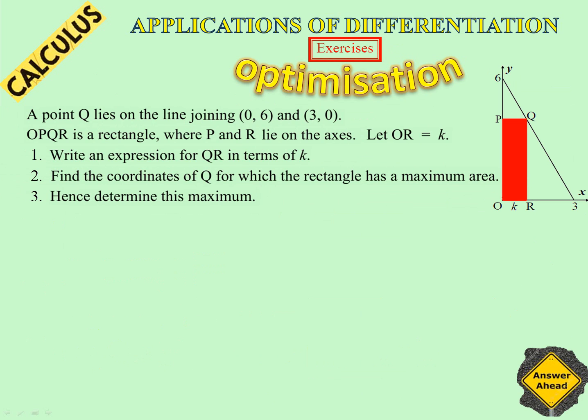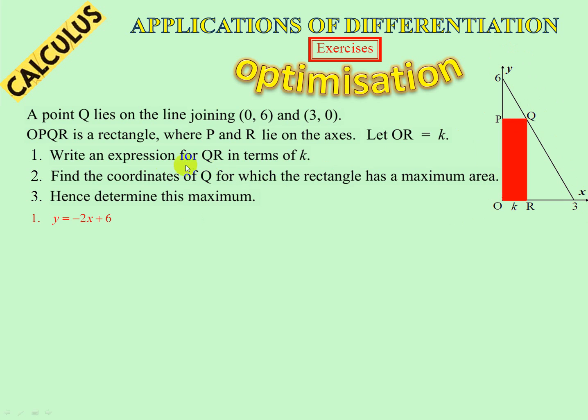Here's a question involving a graph. OPQR is a rectangle, and we need to work with the area of that rectangle. Right, let's do it. We have to find the equation of this line in order to find the y value. That's pretty straightforward. Y-intercept, x-intercept, we leave that to you. y equals minus 2x plus 6.